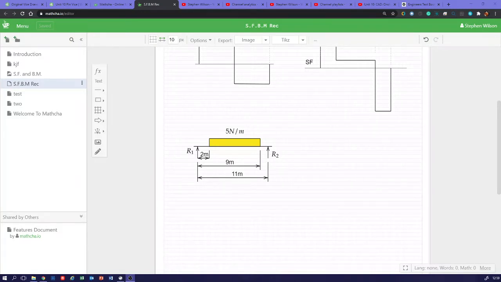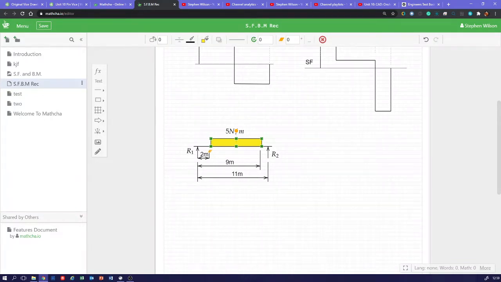Okay, so here we have a uniformly distributed load, and we can see that the uniformly distributed load is 5 newtons per meter. So that means that for every meter in length, we have an extra 5 newtons in weight. Okay, so how do we deal with it? The first thing we have to do, of course, is to calculate reaction forces 1 and 2. So in order to do that, we need to deal with our UDL. And in order to calculate R1 and R2, we need to change our UDL into a point load. So how do we do that?